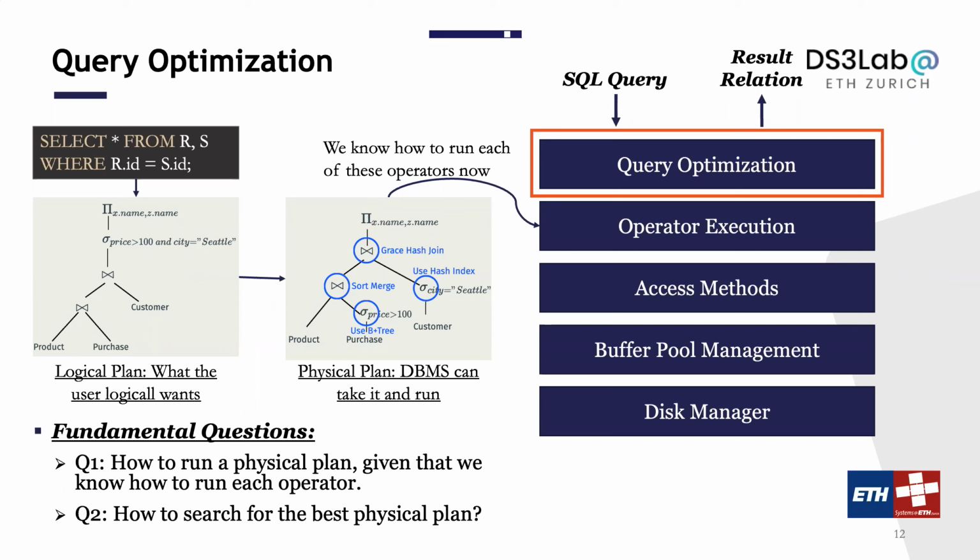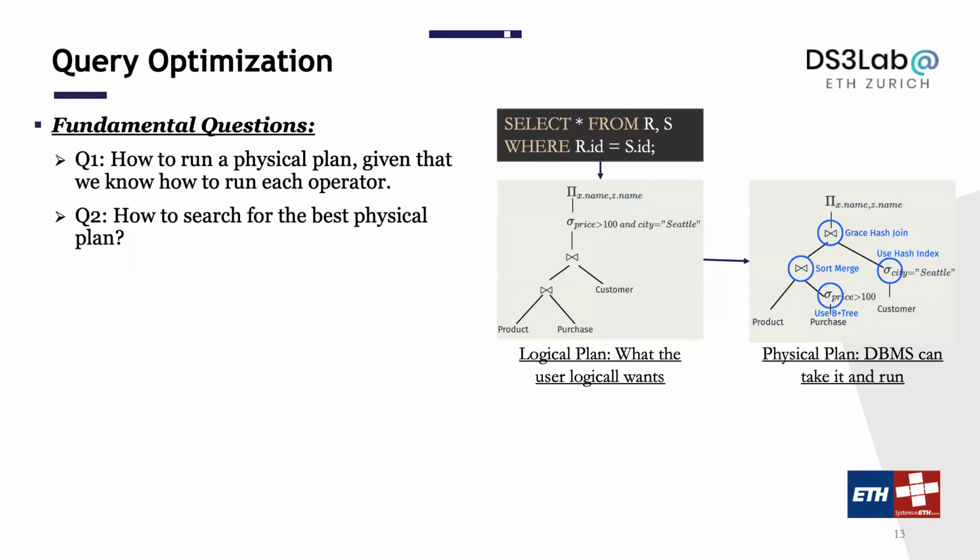The second fundamental question is, given the same logical plan, there are so many different physical plans that I could use. How can I pick the best one to use automatically for the user? These are the two fundamental questions that we need to understand if we want to build a query optimizer. And we can unpack it a little bit. There are actually four smaller questions that we are going to look at one by one.